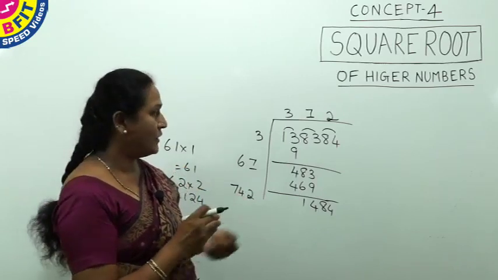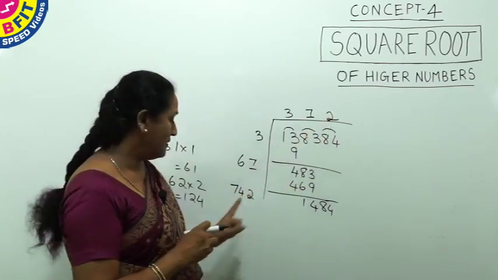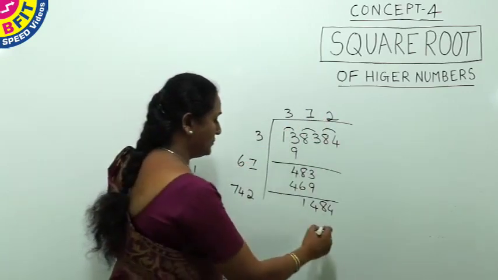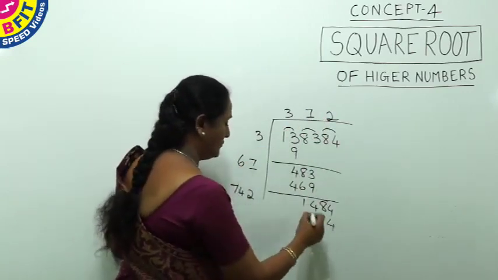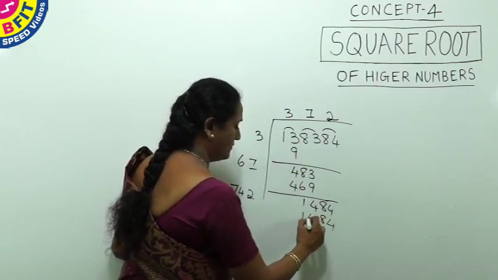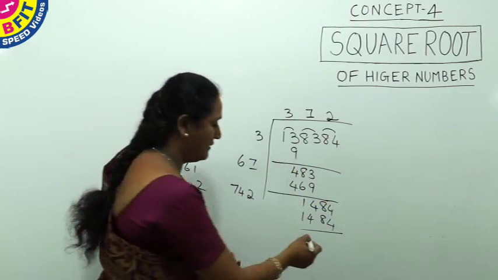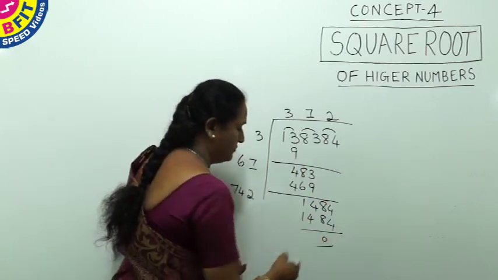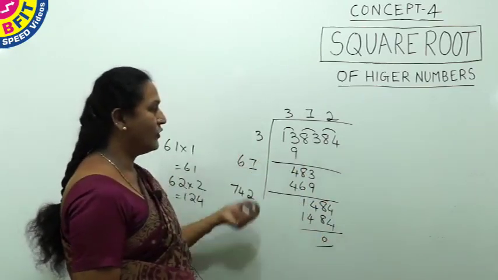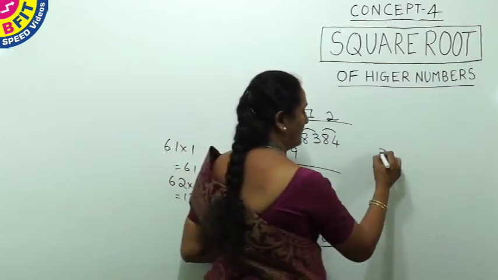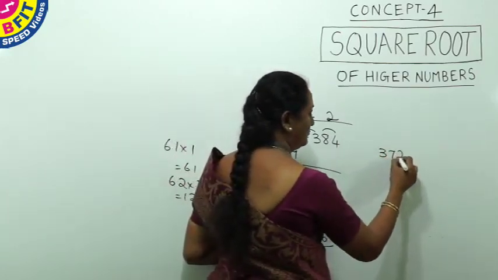Now we'll see what is the product of 2 and 742. The product of 2 and 742 is, 2 fours are 8. As the given number is a perfect square, we get the remainder as 0. So the square root of 138384 is 372.